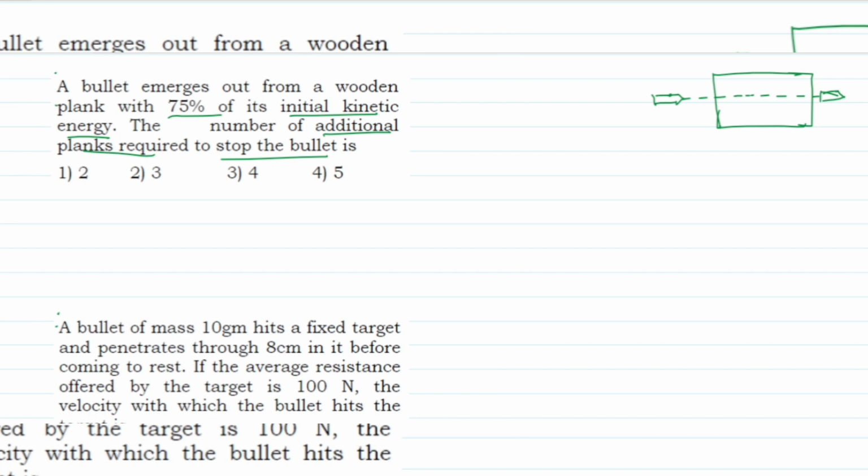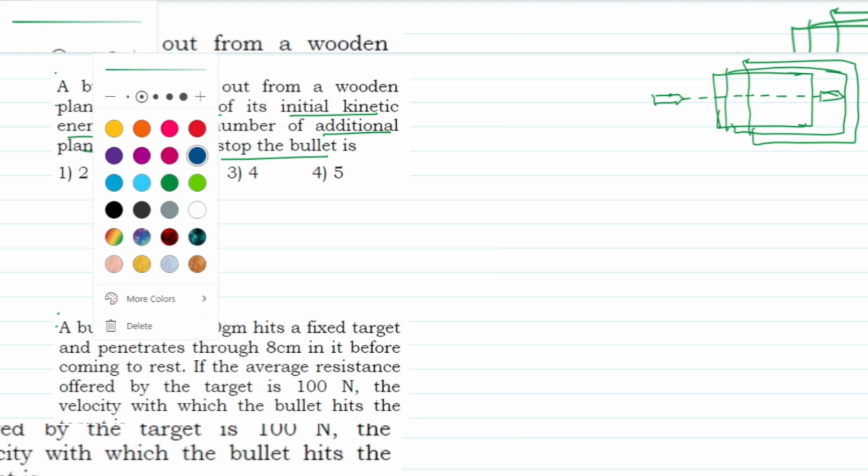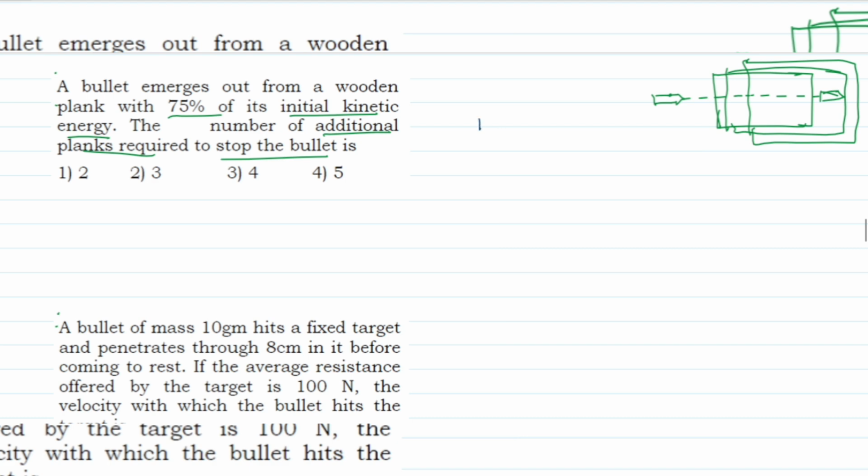How many such additional planks are required to stop the bullet? Means here 25% it is going to be losing. How many such planks are you going to be placing, one upon the other like this, so that the bullet comes to the rest position? Let us calculate the work done by all the forces, which will be equal to the change in kinetic energy, KE final minus KE initial.